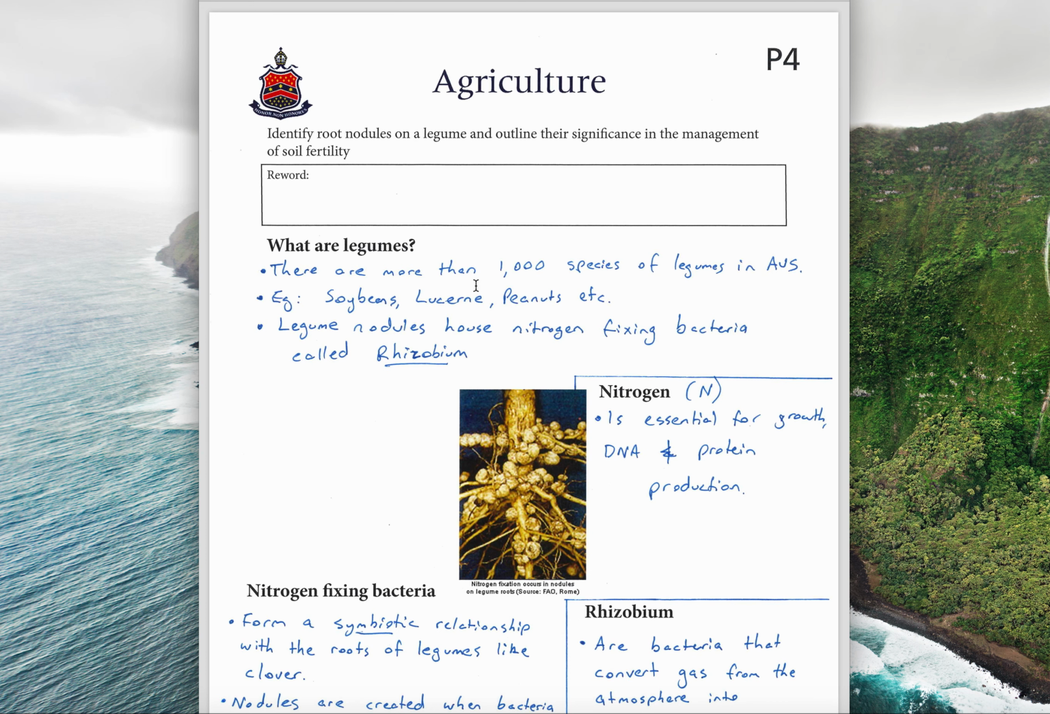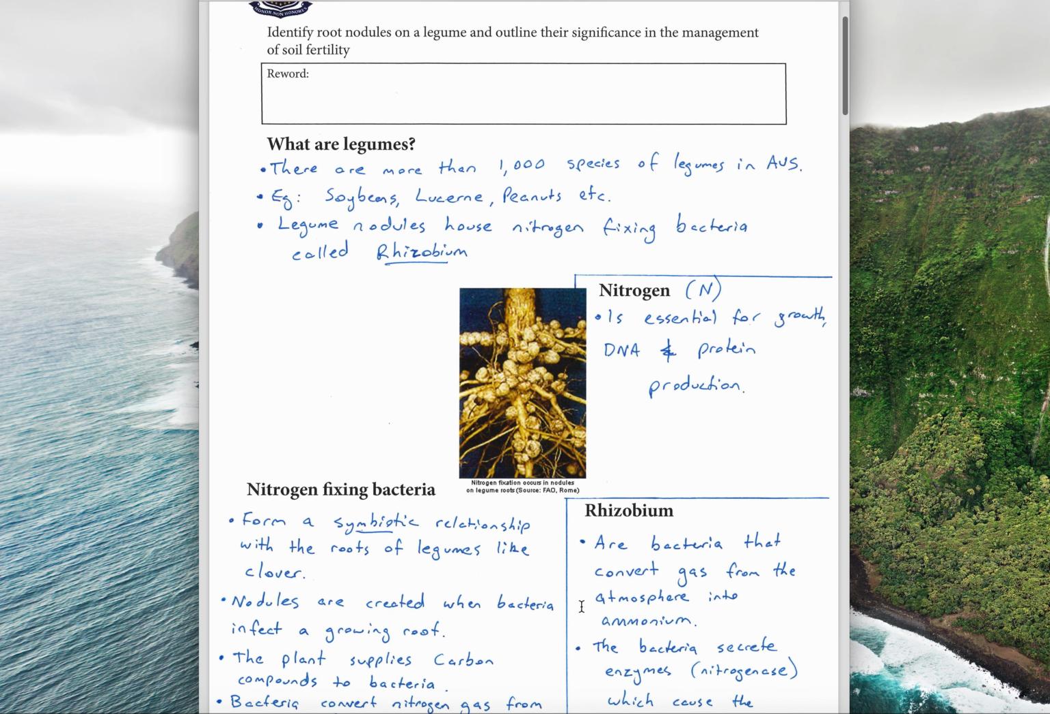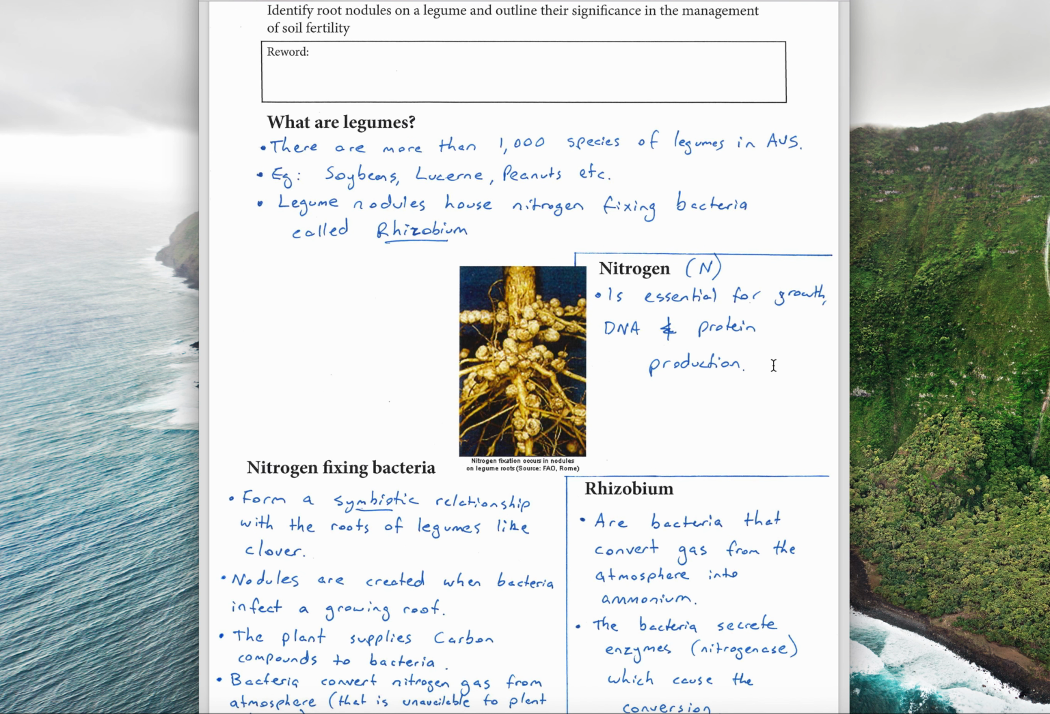There's more than 1,000 species of legumes in Australia, but common ones are soybeans, lucerne, peanuts, etc. If you just remember a couple of examples, that will be perfect. Legumes basically, or their nodules, house nitrogen fixing bacteria, of which most are Rhizobium, the most common one. So firstly, let's have a look at what nitrogen is important for. Nitrogen, N, of course, the main nutrients needed for plants are N, P, K in that order, nitrogen being the one that's needed in the largest amounts.